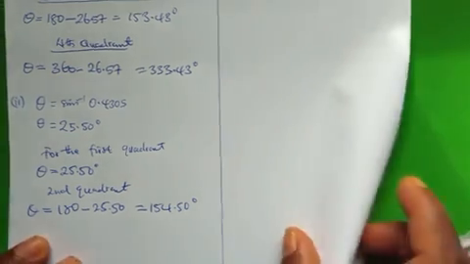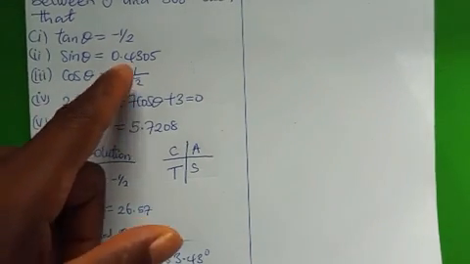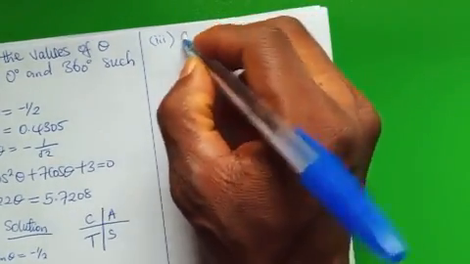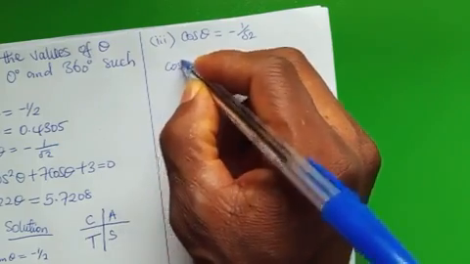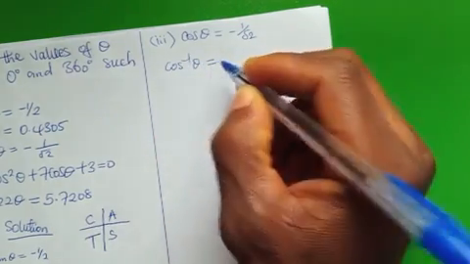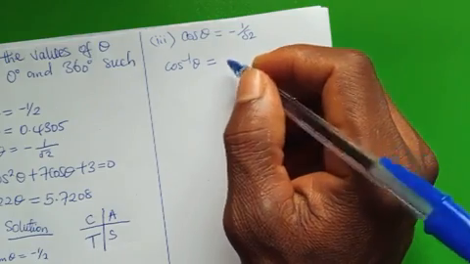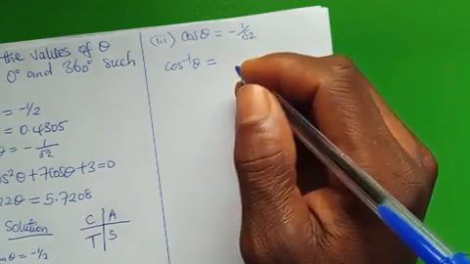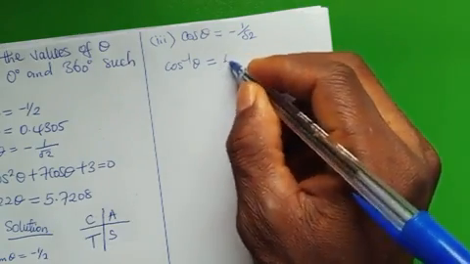Question number 3 says cos theta is equal to negative 1 all over root 2. So you follow the same procedure. You say cos theta is equal to negative 1 all over root 2. So you say cos inverse of that is equal to whatever it gives you. Remember, you're not going to include this negative. Just look for that acute angle that when you press its cos, is going to give you 1 all over root 2. And that is 45.